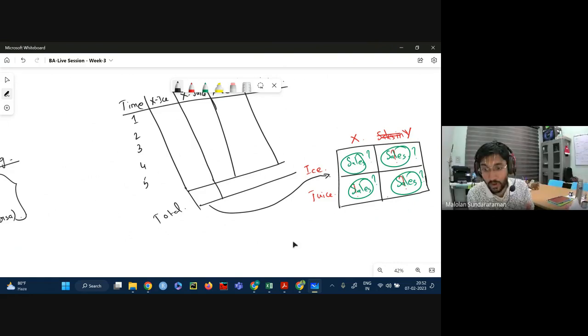Exactly. So if I want to say sales of X gets affected by Y, I can tell that only if I make the comparison on the same day. If I make a comparison on different days, I do not know whether the sales have happened in Y and X in the same time frame. That is the reason. Fantastic.